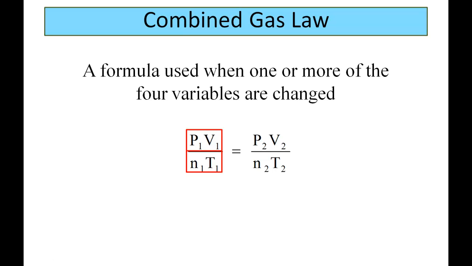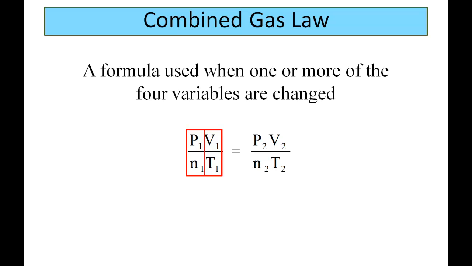One thing to keep in mind in this combined gas law is that if two variables are next to each other, they're inversely proportional. A good example is if I take a balloon and I decrease its volume, the pressure will go up. So you see how as one goes down, the other goes up.